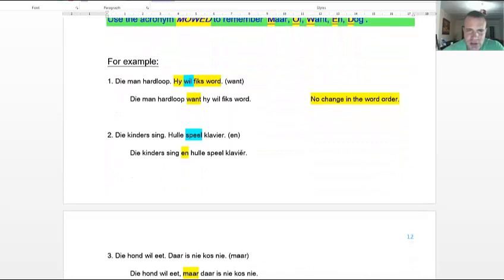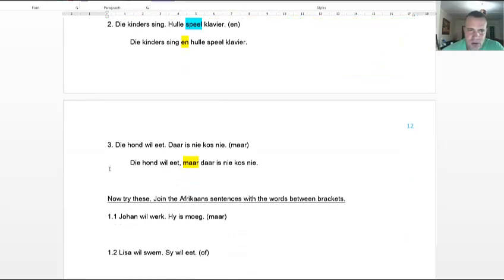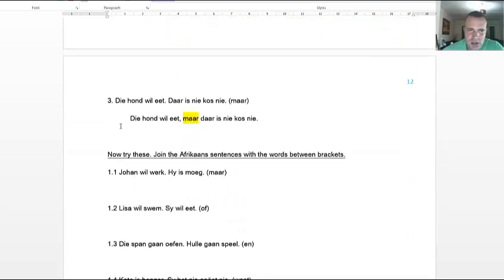They do not change. So in a test, you'll get two sentences. They'll say join the two sentences with that conjunction. And then you must be able to tell, okay, that's group 1. I recognize it as group 1. And it's not going to change. There's going to be no change in the word order. Okay. Let's just do this one here.